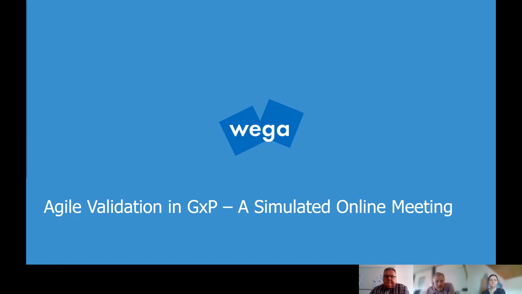The following role play is a fictive online meeting showing Mrs. Daniel in the role of the internal validation expert and Mr. Fuchs as the technical consultant of the new LIMS. Both are having a handover session to the new QA who will be taking over the project from the former QA who has left the company. In this session, they will present the main aspects of their agile validation approach and answer the QA's questions.